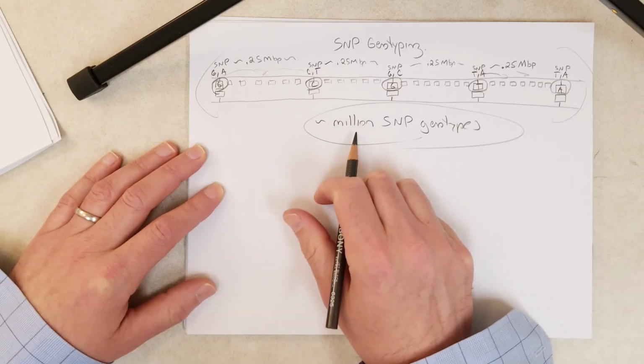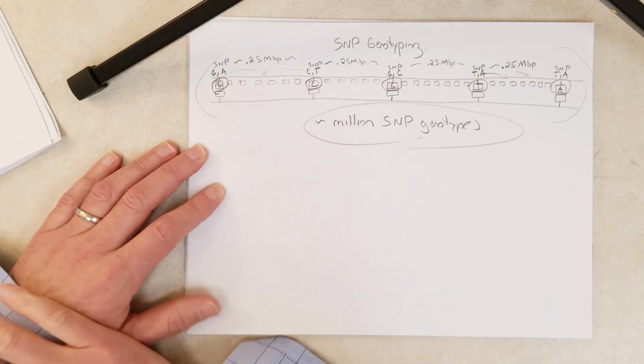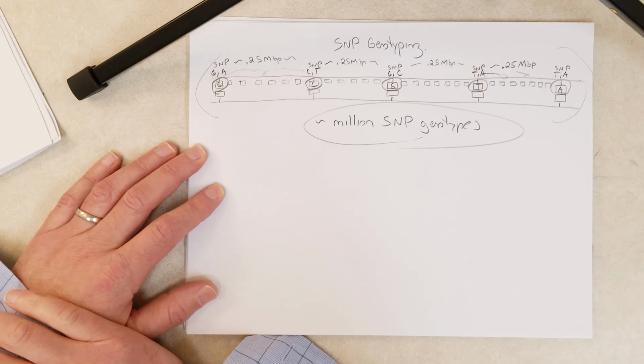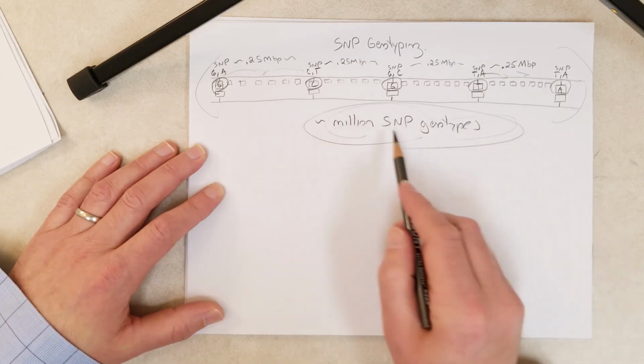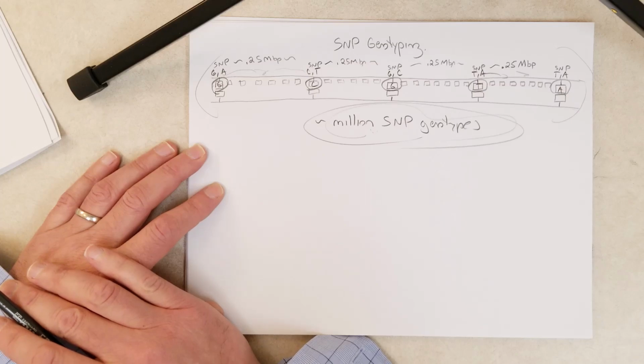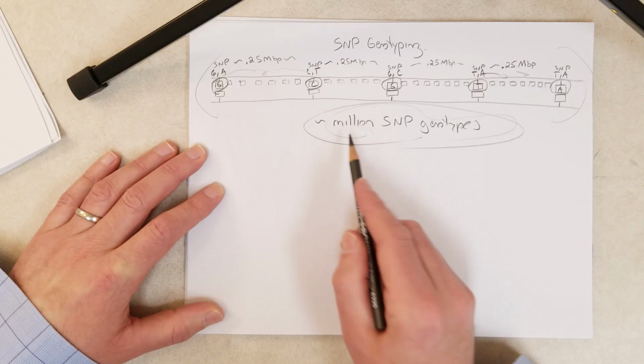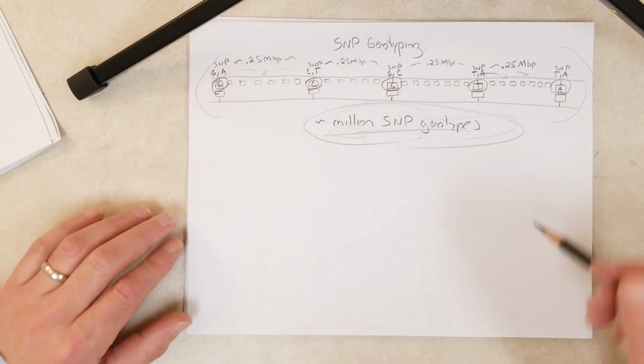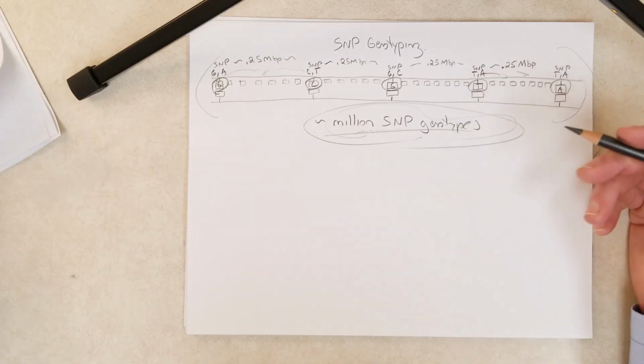So that's a lot, right? We talked about how the average genome is only different by 5 million sites, I think, relative to the reference genome. So 1 million SNPs is able to detect 1/5 of the genetic variability between humans. So that's a lot of SNPs. Let's take a look at how this genotyping process works.